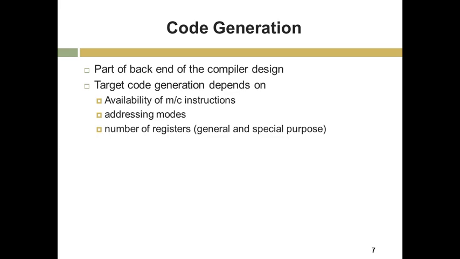So from this we can observe that code generation is a part of the backend of compiler design, and hence it depends on the availability of machine instructions, the addressing modes used in the machine, and how many registers are available, both general purpose as well as special purpose. Registers are generally used to hold the temporary values and memory locations are used to hold the values of variables.